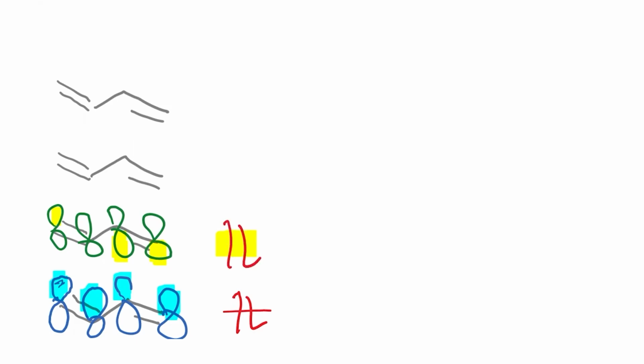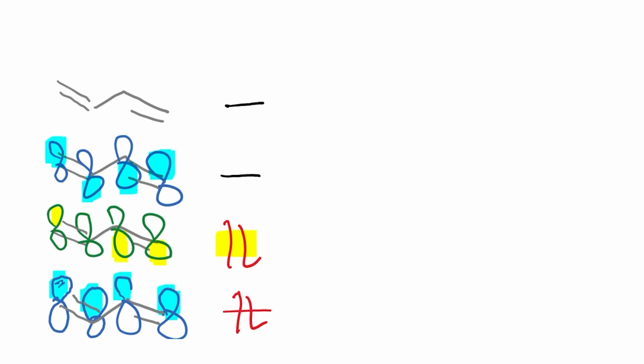The third level is you're going to have these two with the same sign, and this one is going to be the opposite sign. That leads to the empty orbital, because there are only 4 electrons in butadiene. And the last one is where all of them are mismatched.